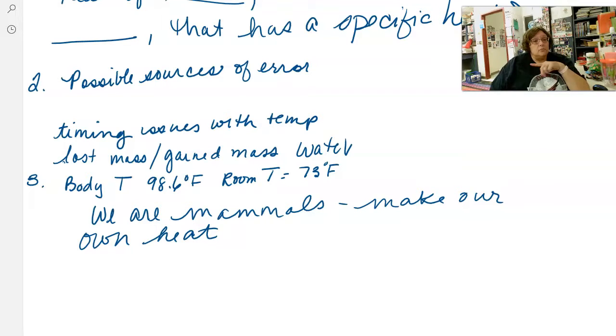Now, you can get a room full of people and they can put off enough energy that they can bring the temperature of the room up. But we would have to put off so much energy if it's just one person in a room to bring the temperature up that that's going to be highly unlikely.